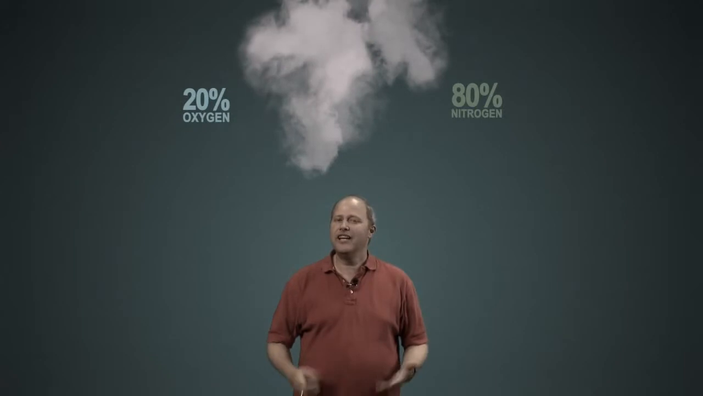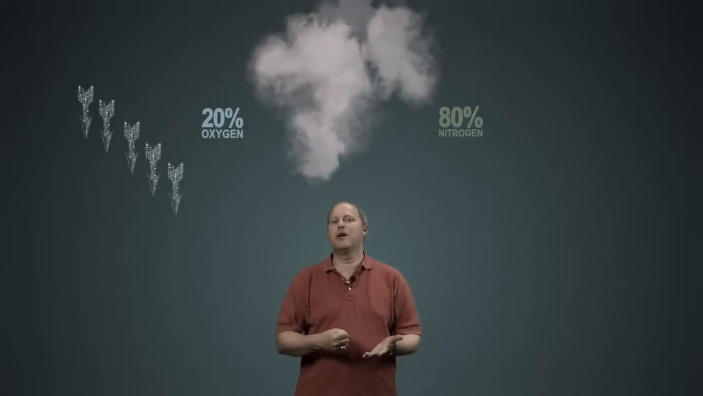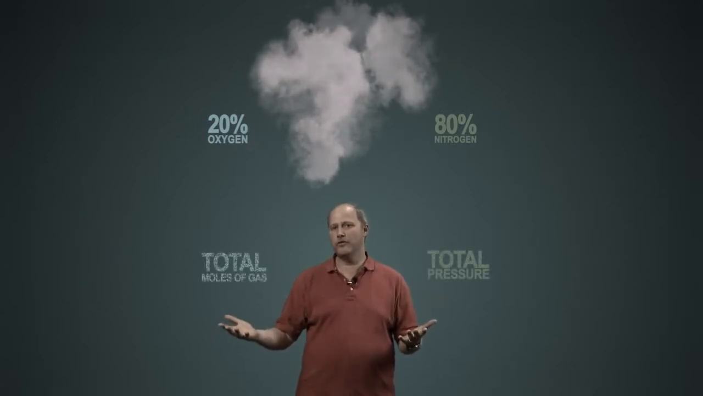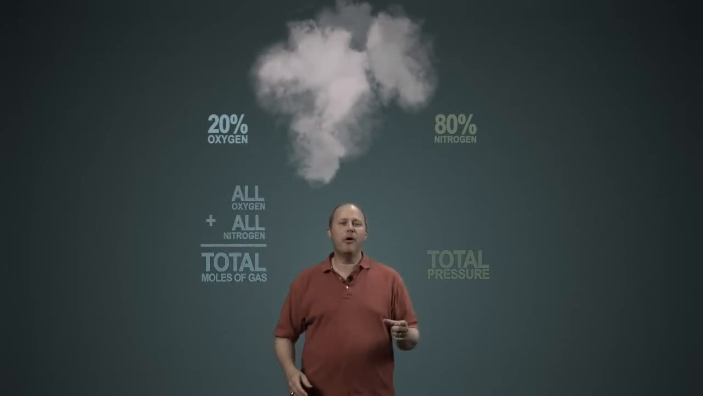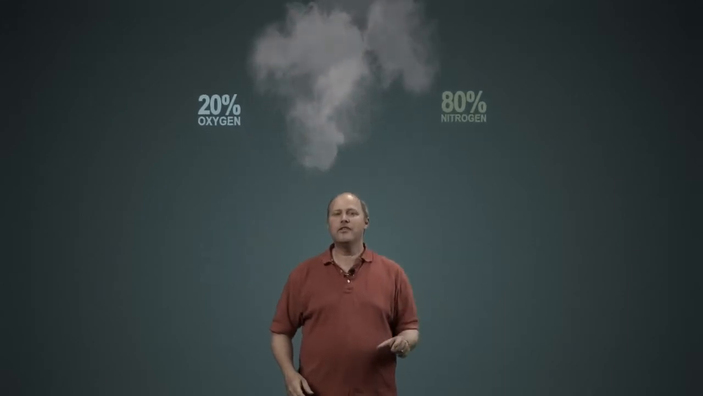And so if we think about the pressure from air, and the pressure we feel coming down from the atmosphere on top of us, it's from collisions with both oxygen molecules and nitrogen molecules. And the total pressure has to do with the total number of moles of gas, all of the oxygen and all of the nitrogen added up together. But we can imagine breaking that apart into two pieces. What's the pressure that comes just from the oxygen, and what's the pressure that comes just from the nitrogen? And that's the idea of a partial pressure.